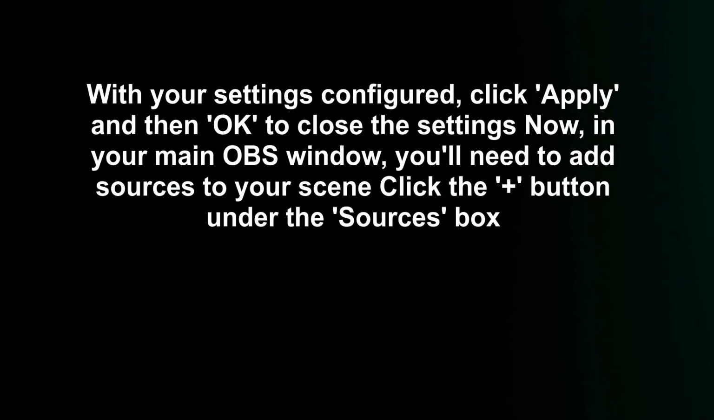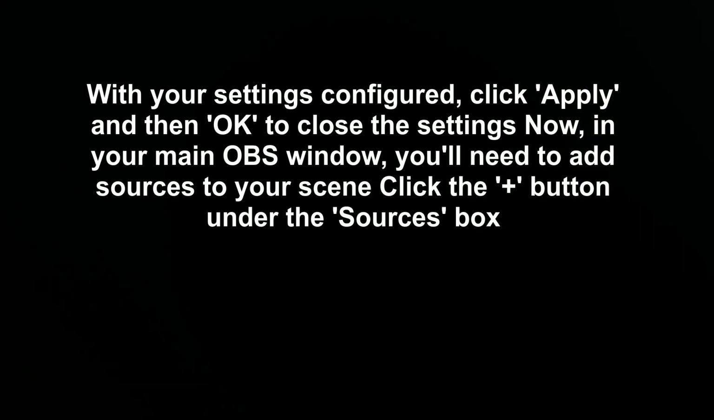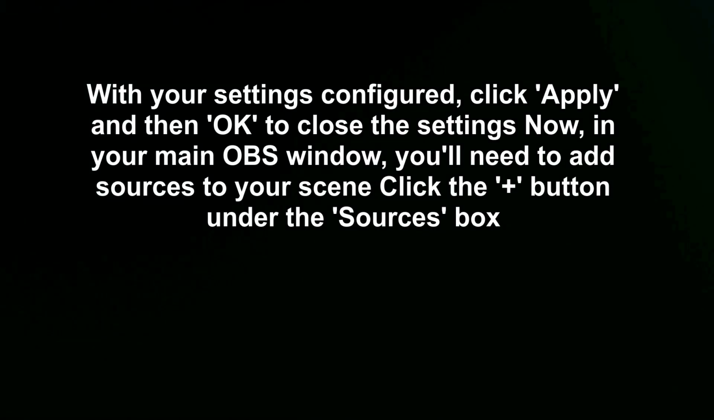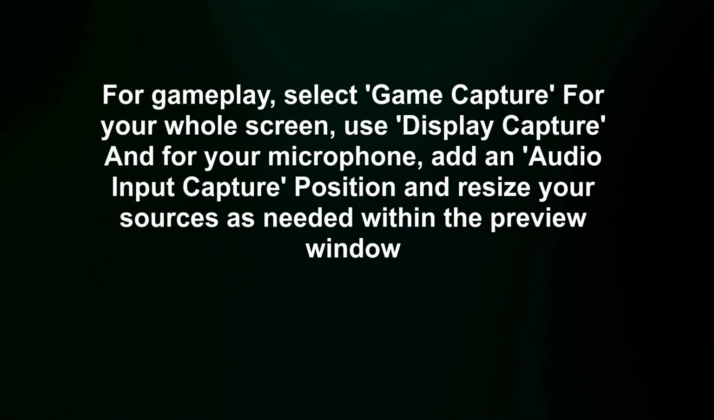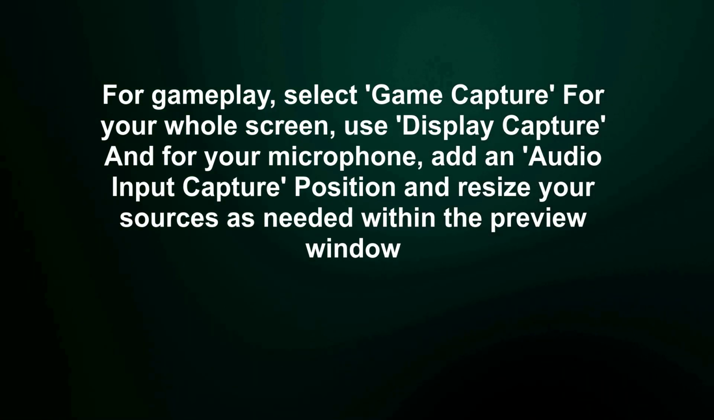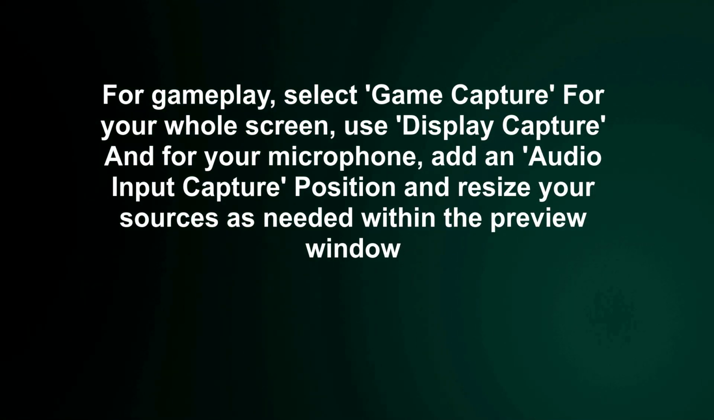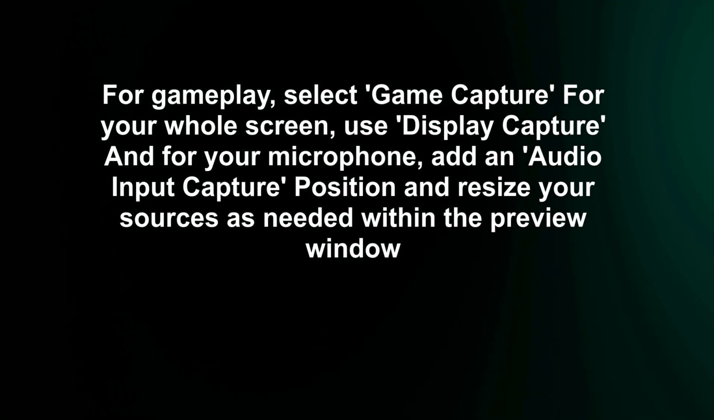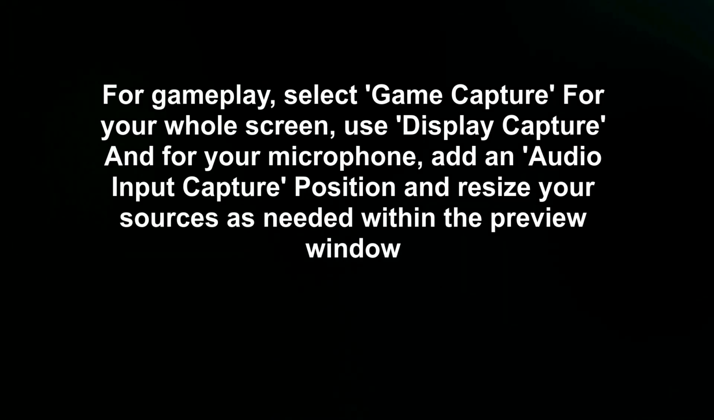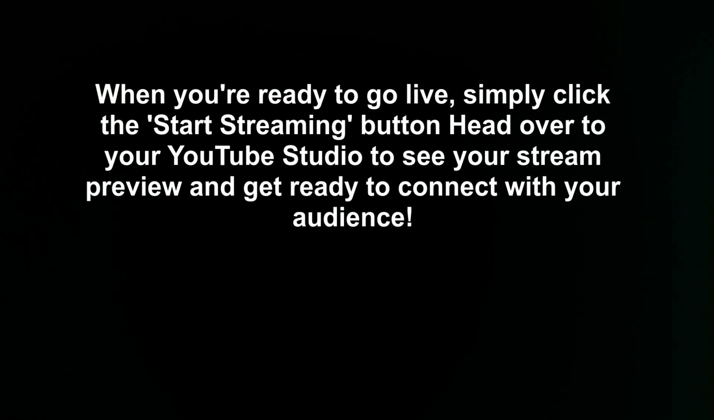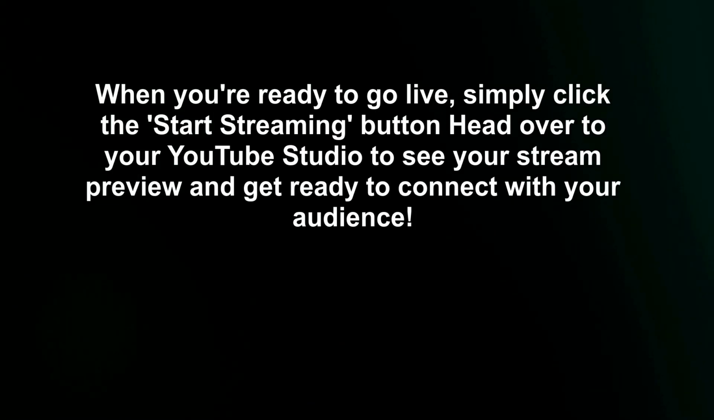Now, in your main OBS window, you'll need to add sources to your scene. Click the plus button under the Sources box. For gameplay, select Game Capture. For your whole screen, use Display Capture, and for your microphone, add an Audio Input Capture source, and resize your sources as needed within the preview window. When you're ready to go live, simply click the Start Streaming button.